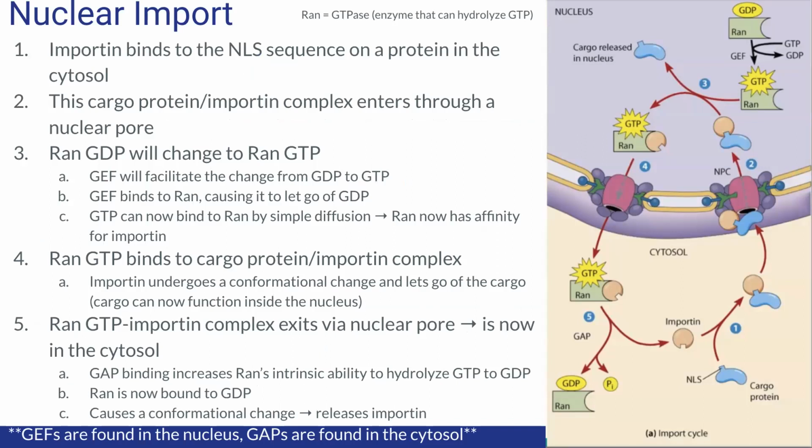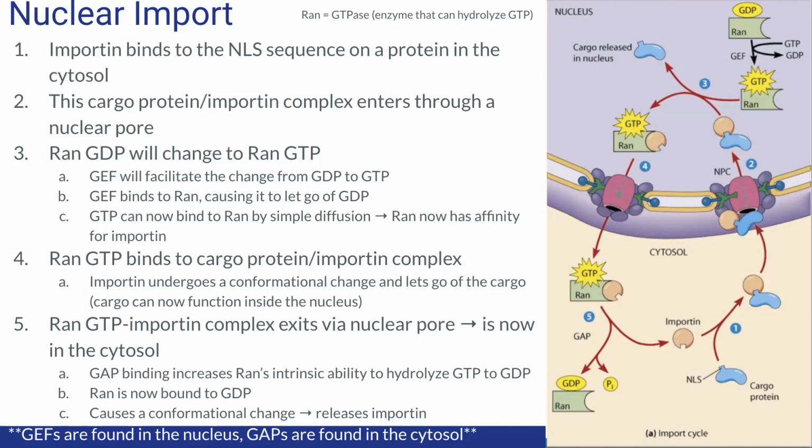So going into the mechanism of nuclear import. Just to start off, to give you some context, RAN is an enzyme itself. It is a GTPase, which means it's an enzyme that can hydrolyze GTP. So you see that here. Its intrinsic enzymatic ability is to hydrolyze GTP to GDP, and then GAP is the protein that helps increase its intrinsic rate of hydrolysis.